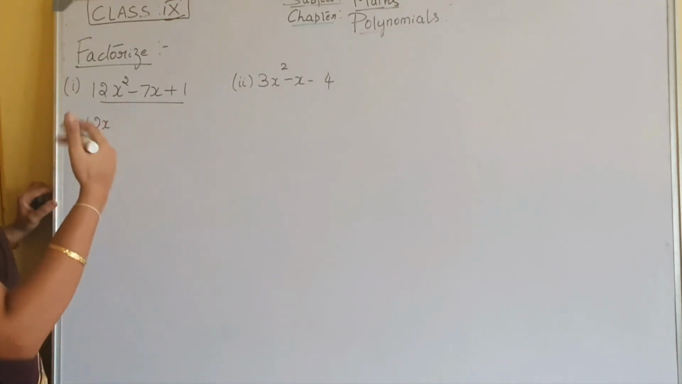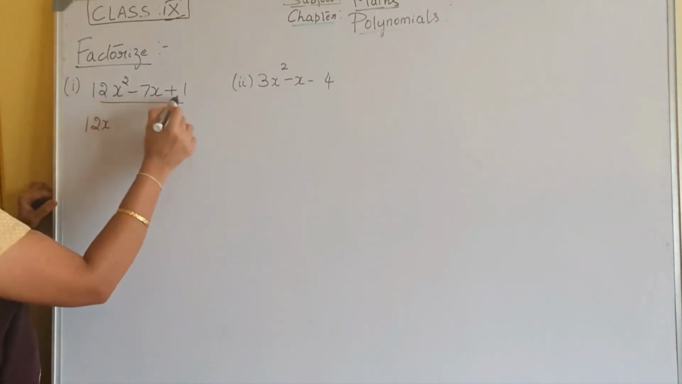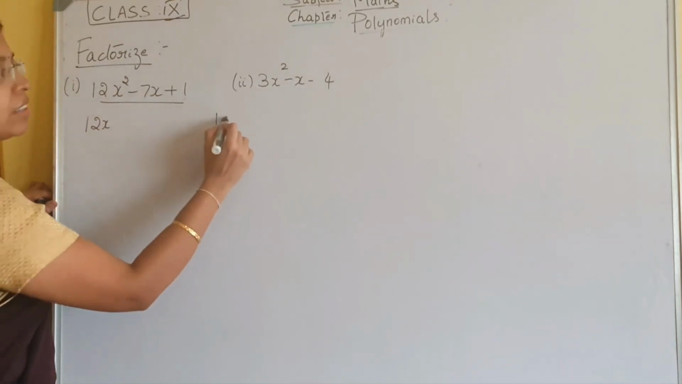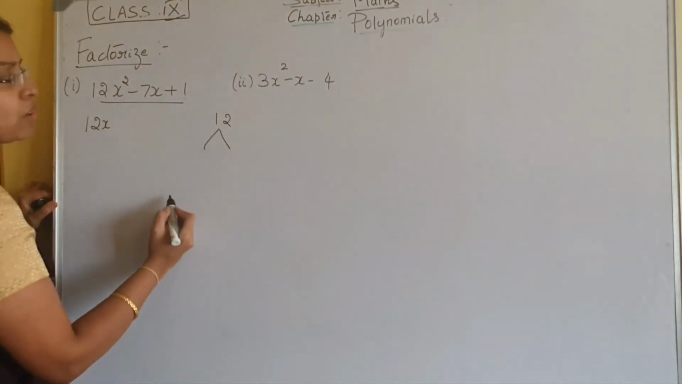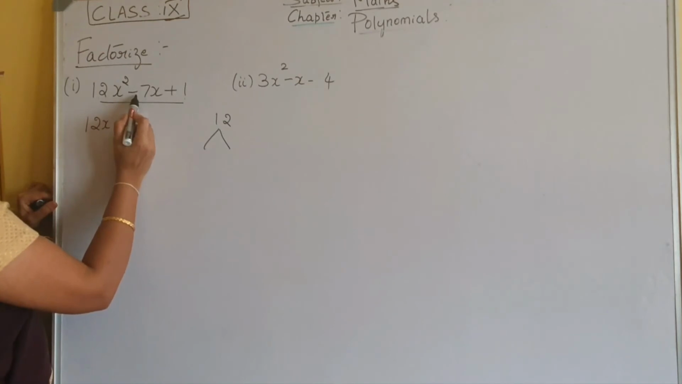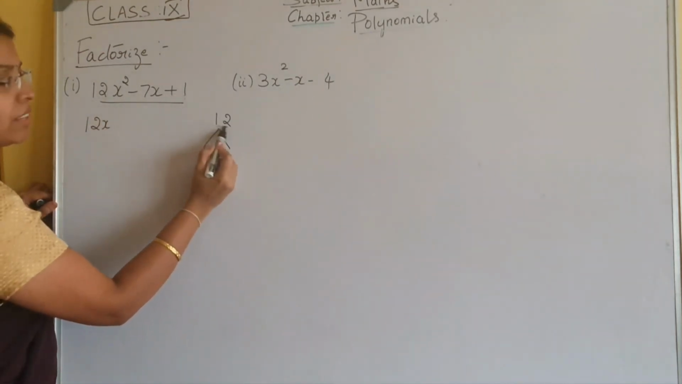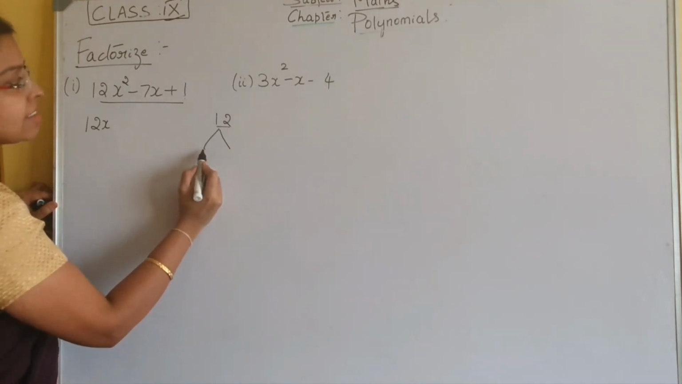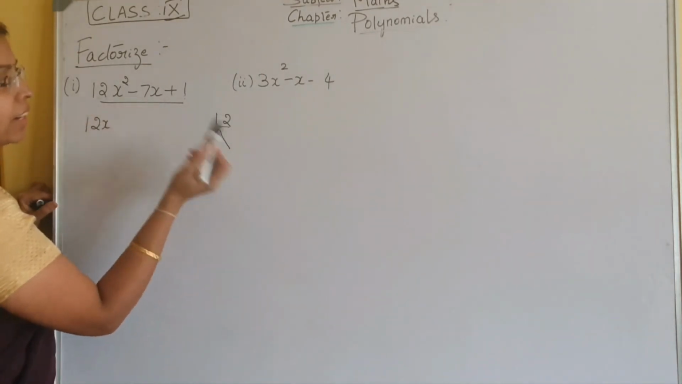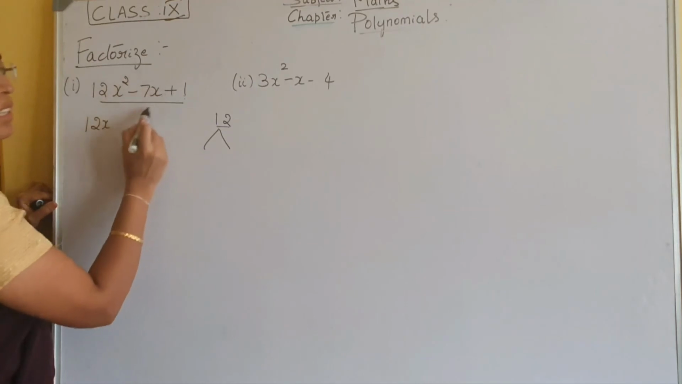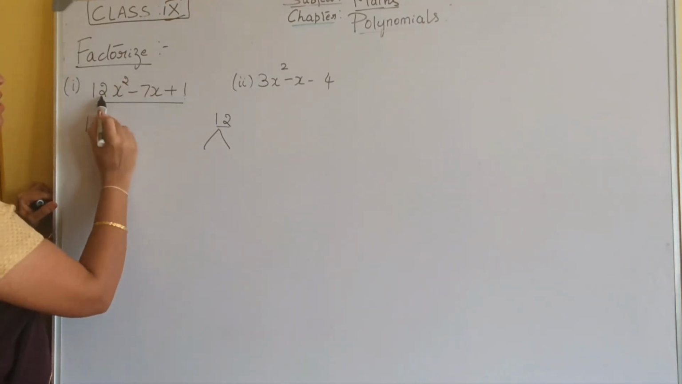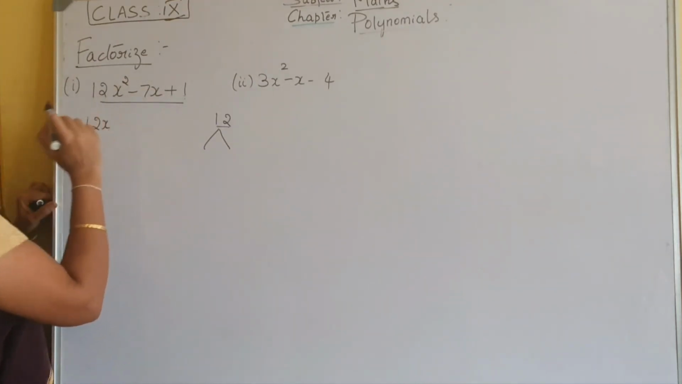How do we factorize? How do we get the factors? We will take 12 into 1, 12, and we take the factors for 12 in such a way that this is a product, 12 into 1, right, 12. So we take the factors in such a way that when you add or subtract, you should get the middle term. And here the middle term, we just check the coefficients, not the variables.